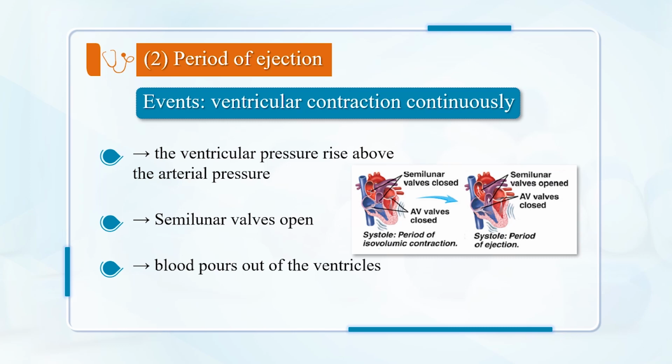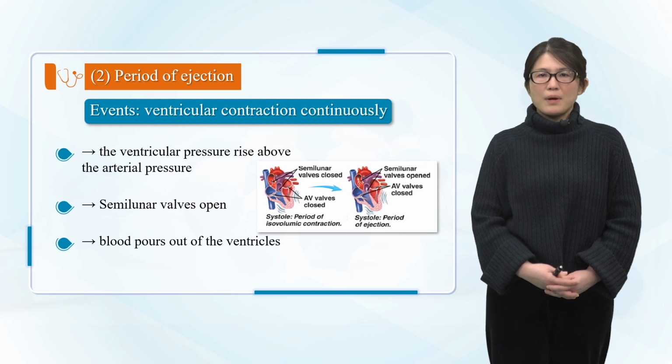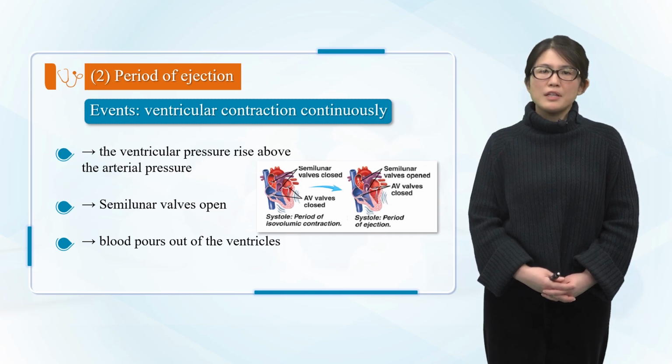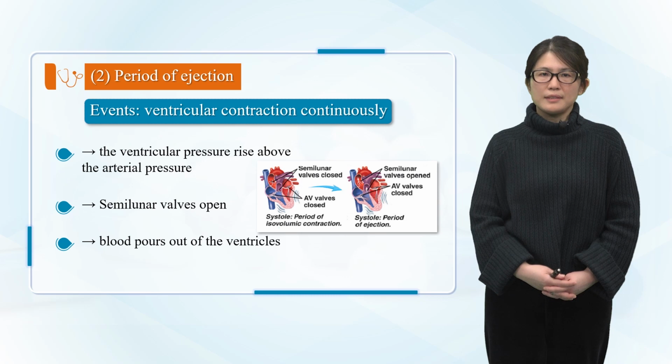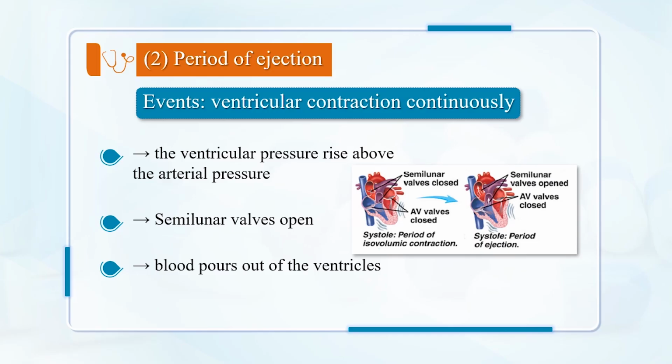Slow ejection period. In the late period of ejection, it lasts about 0.15 seconds. During the slow ejection period, both the intraventricular pressure and the aortic pressure gradually decrease from the peak. The blood has high kinetic energy, so it continues to enter the aorta against the pressure gradient.